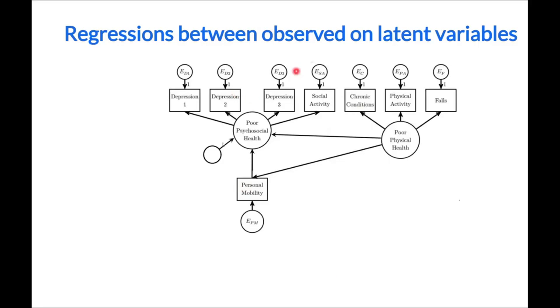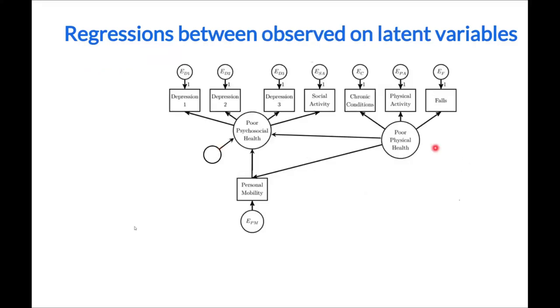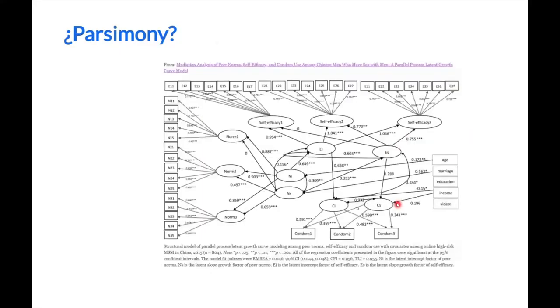And here, as we can see, it's not only a regression. Here we have more complex associations. For example, this is a kind of mediation analysis in which poor physical health is connected with poor psychosocial health through personal mobility. This is an example that we can find in a text about structural equation modeling. And the other option is path analysis, where we have only observed variables and we can make a relation between them. And what about parsimony?